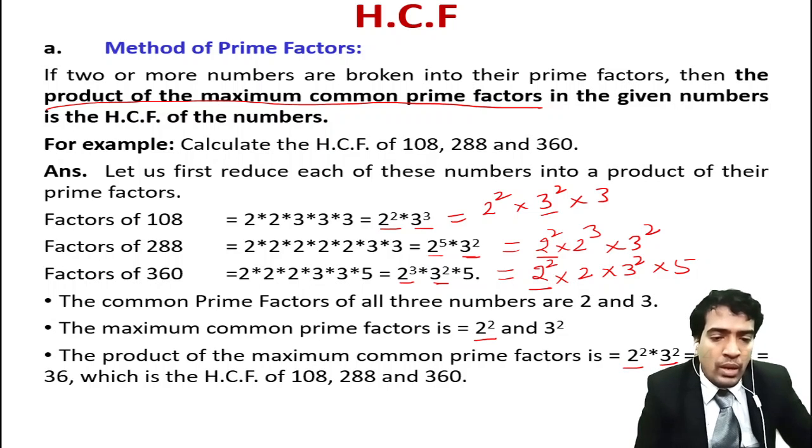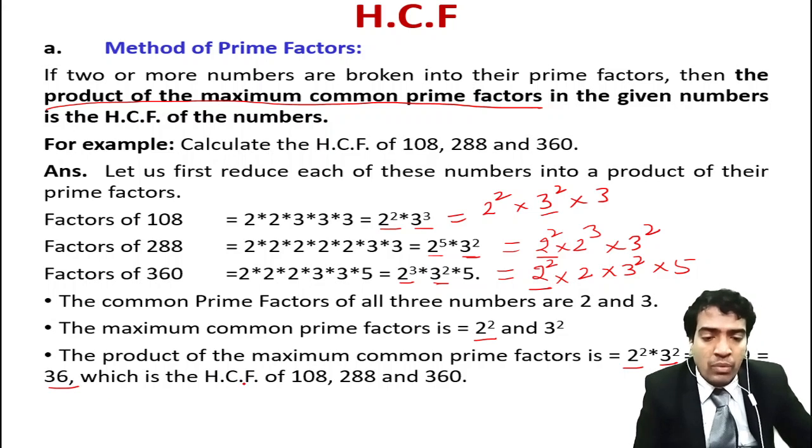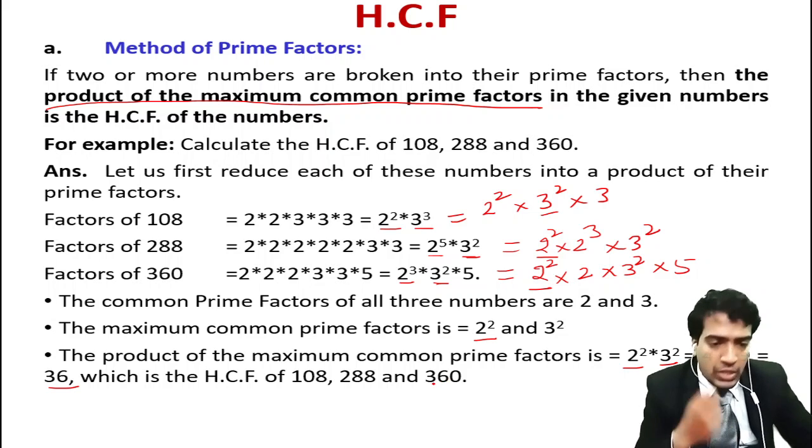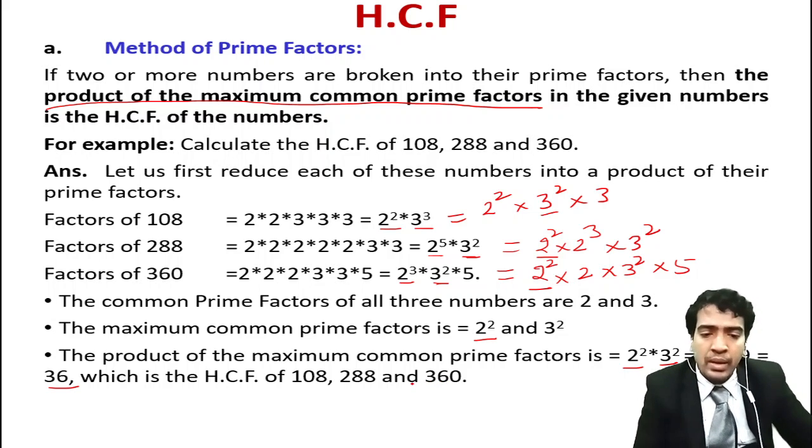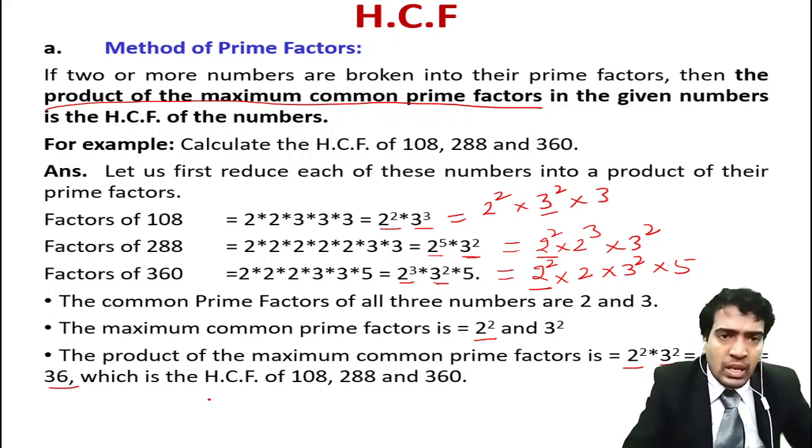which is 4 into 9. So 36 is the HCF, the highest common factor, of 108, 288 and 360. Okay. So let us examine why 36. Are there any other factors other than 36?